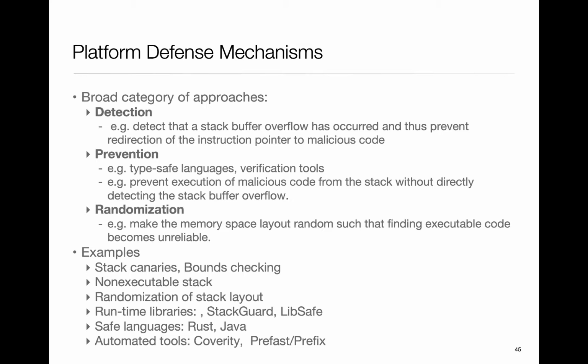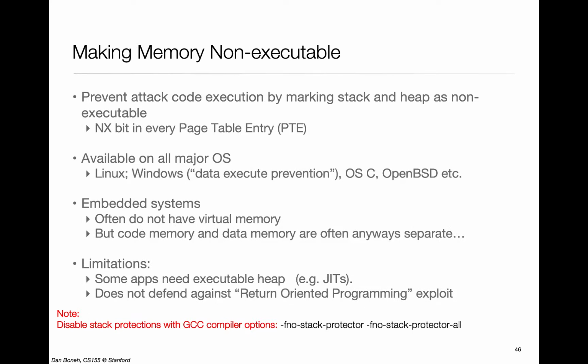And the third and more commonly approached is randomization of the memory space, such that even if you could implement a buffer overflow or any of these attacks, it would be difficult to create some executable code in your payload or use some other form of attack. And there are several examples that we'll discuss in the subsequent slides, such as stack canaries, non-executable stack, randomization of the stack, runtime libraries, and so on. But we'll cover these in a bit.